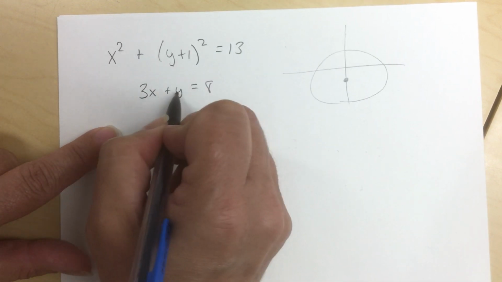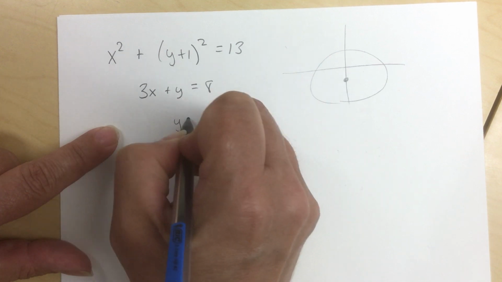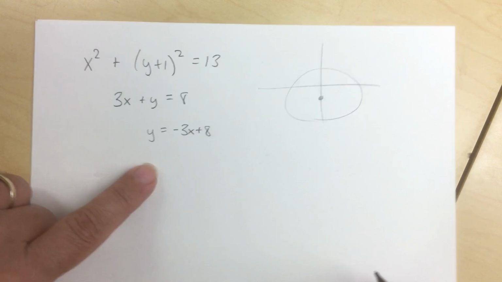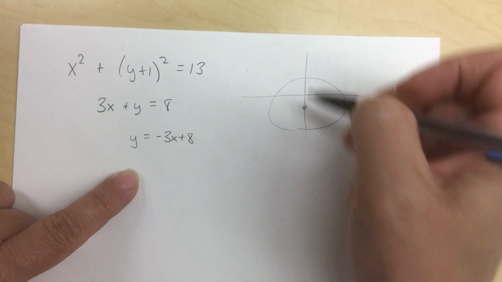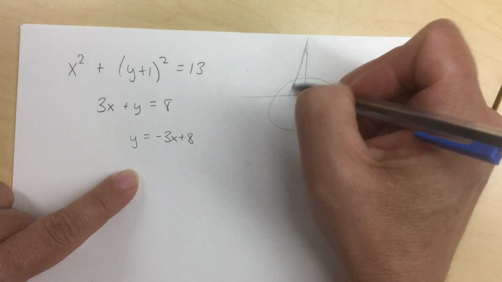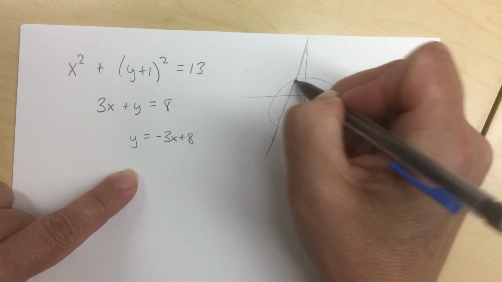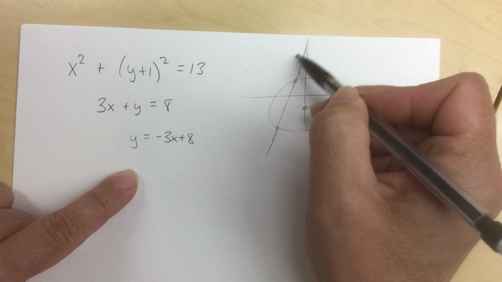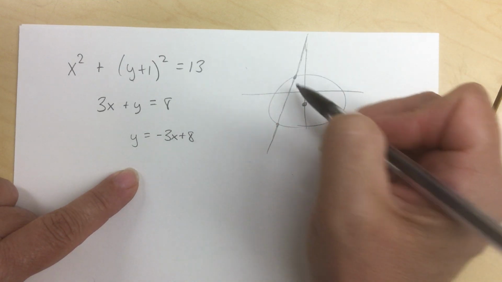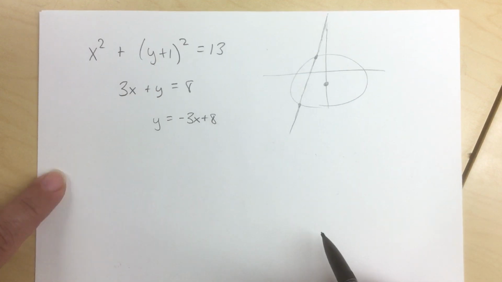So I'm going to get one letter alone. I'm going to solve for one letter. So y is equal to -3x plus 8. So this would be a pretty steep line. It would be up here somewhere, and it would be pretty steep. So it should cross there and there, unless it would happen to cross out there, or to not cross, or be tangent to it. But we have two possibilities here.